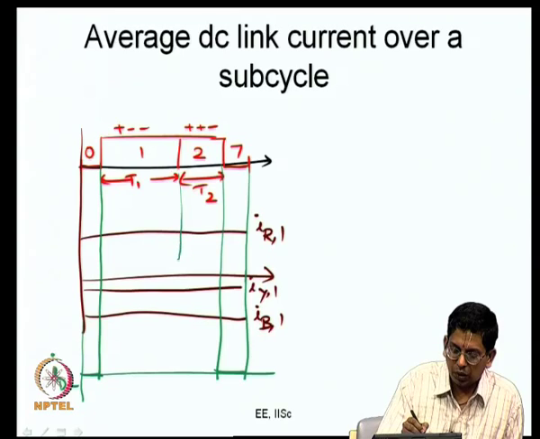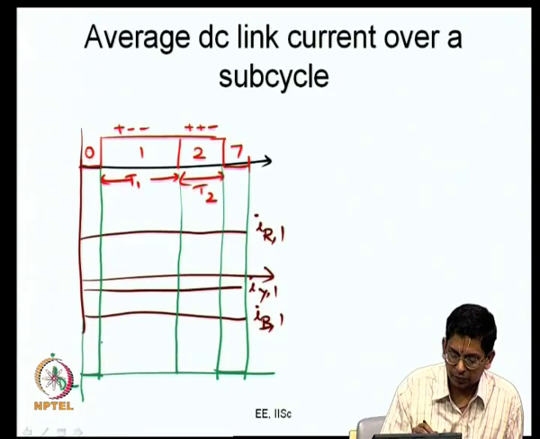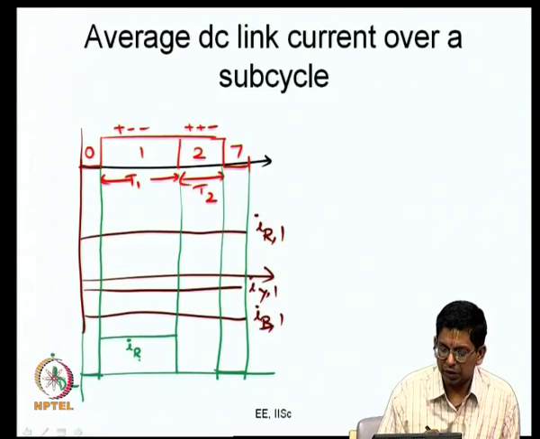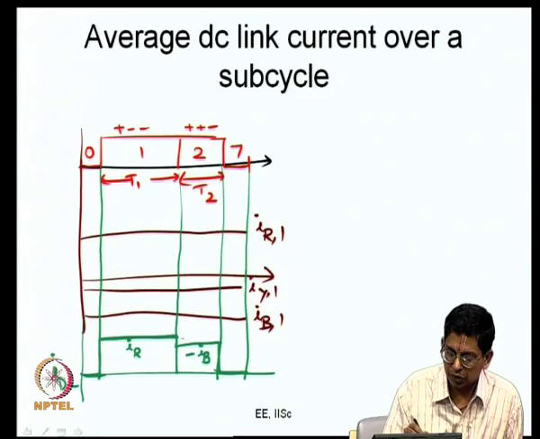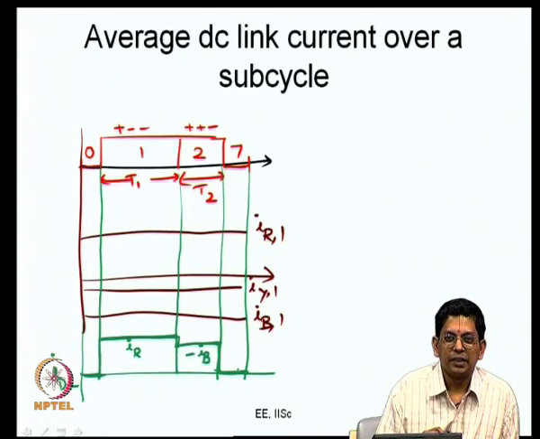Now, we know what that is equal to. That is equal to IR. So, this current is equal to IR. And how about the next interval T2? It is going to be IR plus IY, or it is minus IB. So, this is minus IB, and the rest of the time is 0. So, this is the nature of variation of the DC link current over a subcycle. This is how it varies over a subcycle.